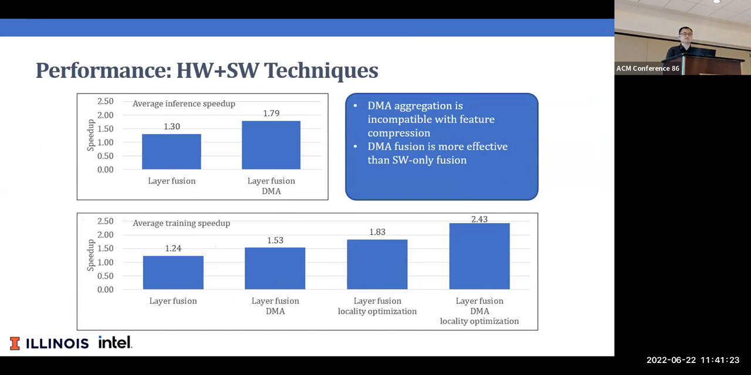For the co-design techniques, the DMA-assisted layer fusion outperforms the software-only layer fusion significantly. And the locality optimization also further speeds up the training. Finally, the co-design techniques speed up the inference by 1.x and training by 2.4x on average.